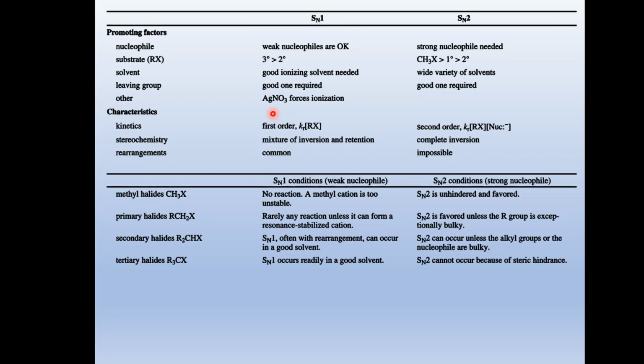Silver nitrate is used to force an SN1 reaction on a substrate that's not good for one. First order kinetics, second order kinetics, rearrangements are common. SN2, impossible. Any questions? That concludes the chapter.